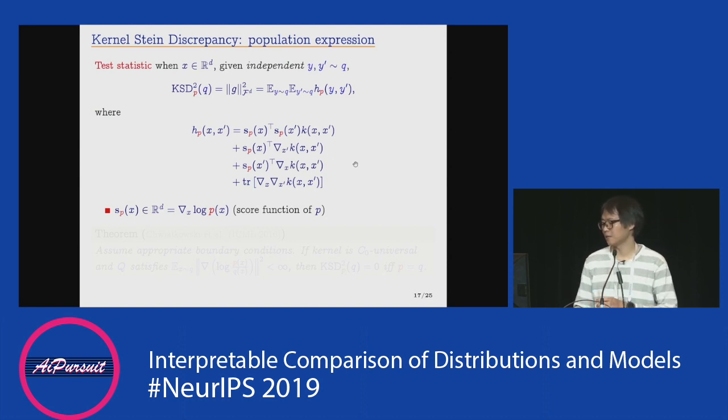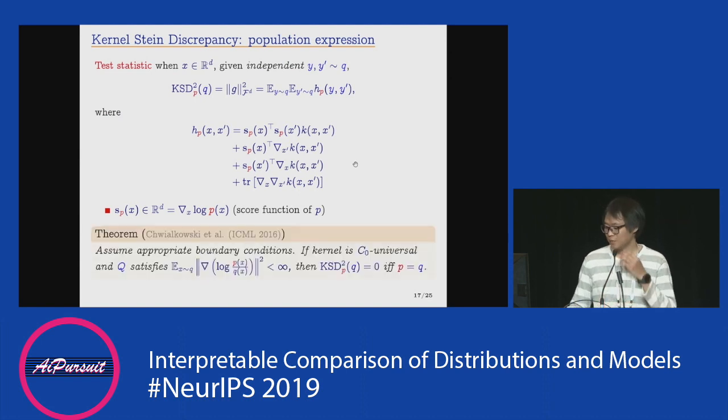Of course, KSD also has the usual expected property, under appropriate technical conditions. You saw earlier that we need one boundary condition. We also have a condition on the kernel. The kernel has to be nice in some sense. In this case, it has to be C0 universal. So under these technical conditions, the KSD is 0 if and only if p is q, meaning that it is also a proper discrepancy measure.